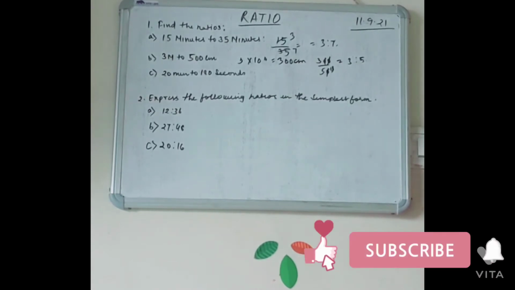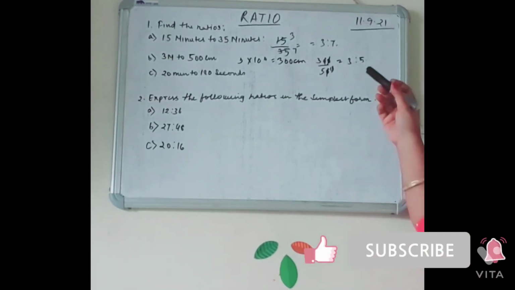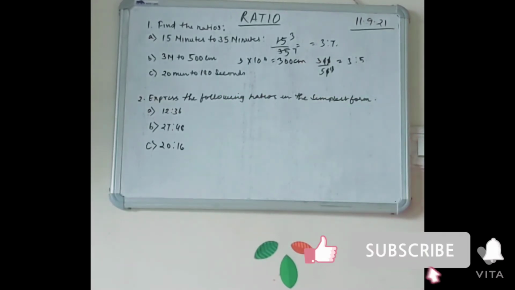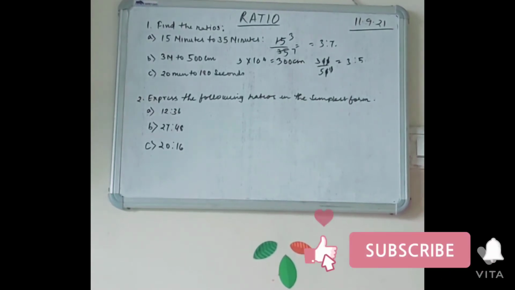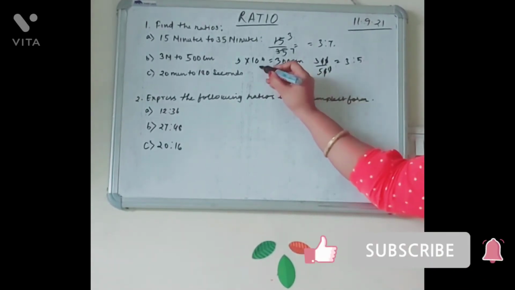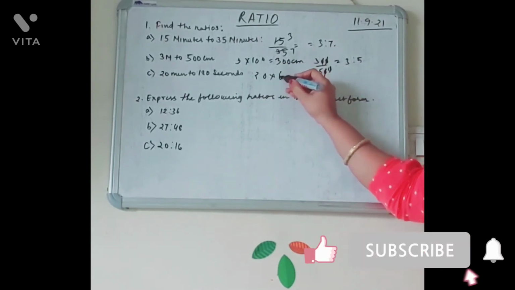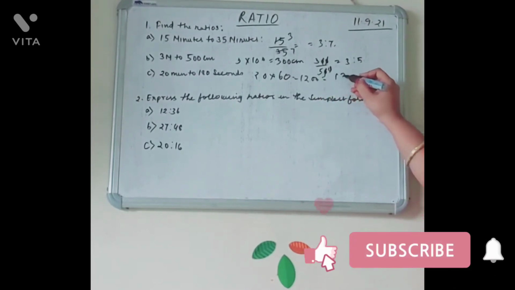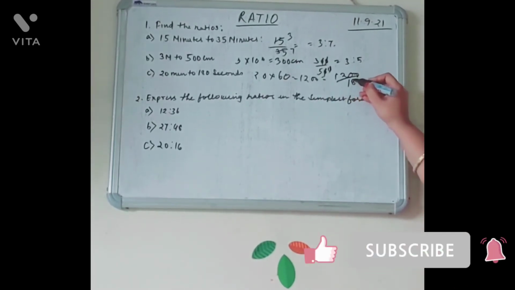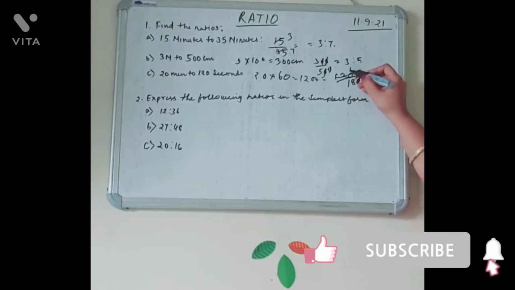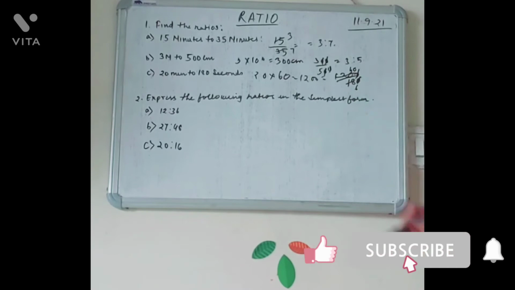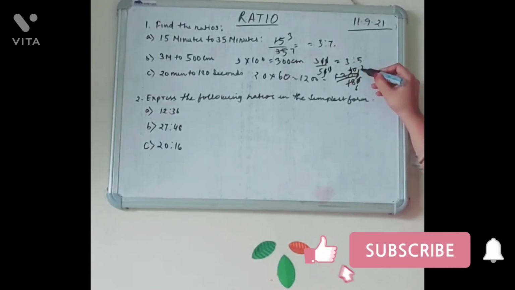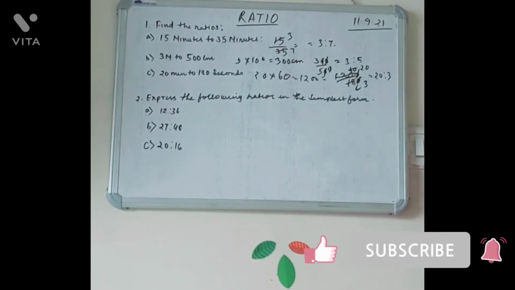Now, next is 20 minutes to 180 seconds. And again, the problem is the unit is different. So we'll change minutes to seconds. 1 minute is 60 seconds, so 20 minutes will be 20 into 60, that is 1200, right? So the ratio will be 1200 by 180. 3 4s are 12, that is 40, 3 6s are 18, so 60. So again 20, and this will be 3. So 20:3 is the ratio.